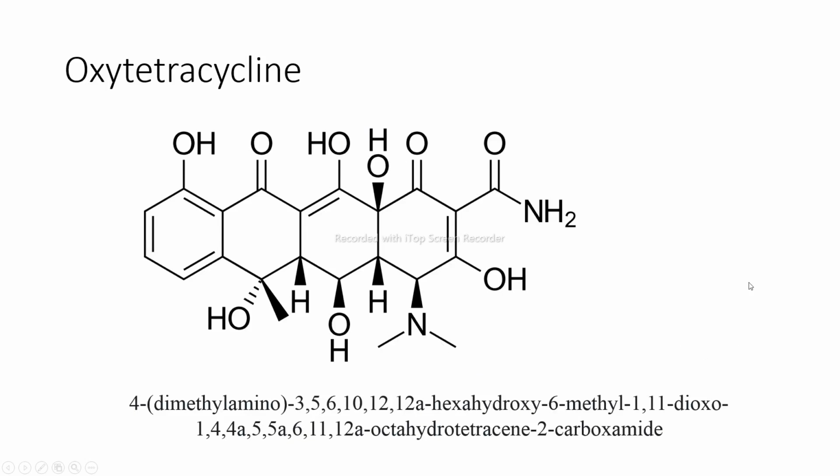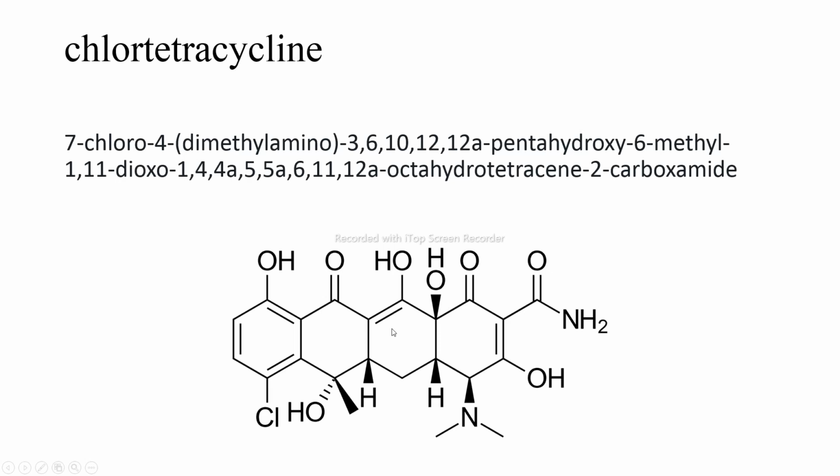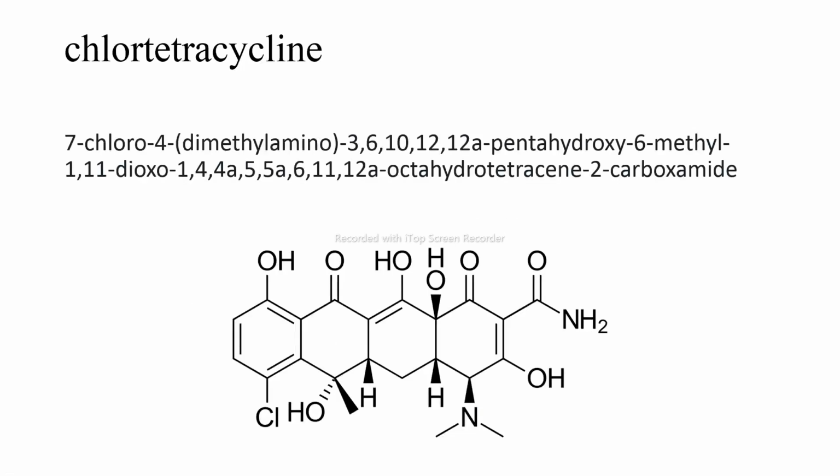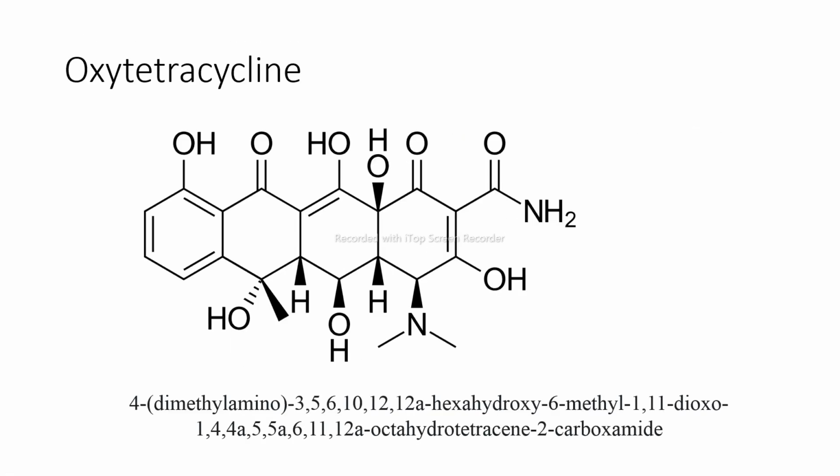Then the next one is the oxytetracycline. Now, what is the difference between the chlorotetracycline and oxytetracycline? Both the structures are same. Only the chlorine is missing at the 7th position. Otherwise, everything is same in the structure of chlorotetracycline and in the structure of oxytetracycline. Correct? So, chlorine is not there. So, these methyl groups are there and the hydroxy groups are there.